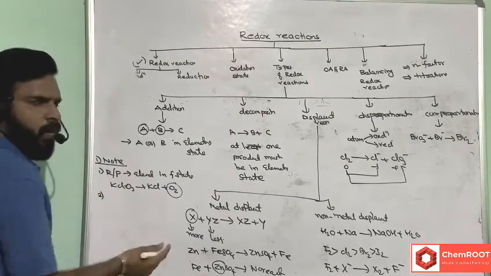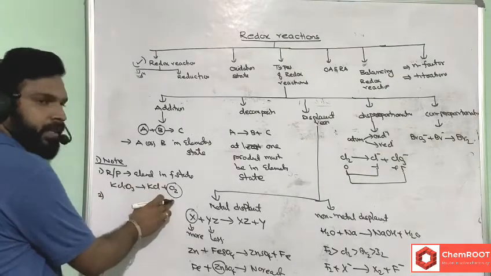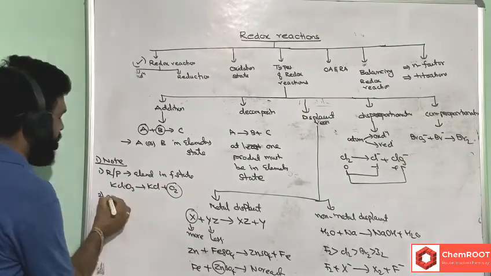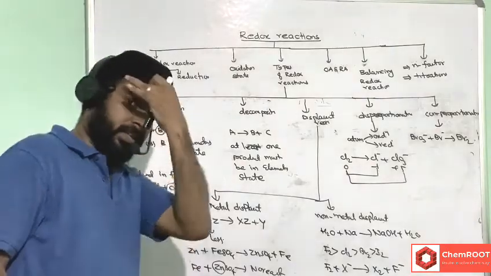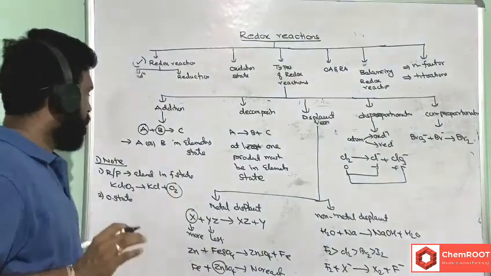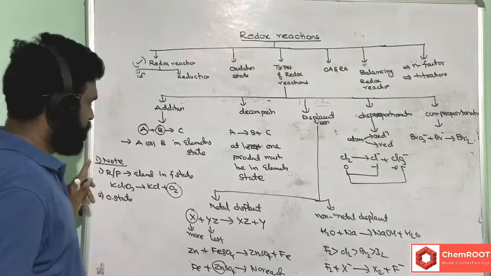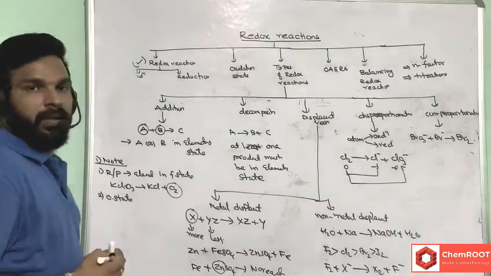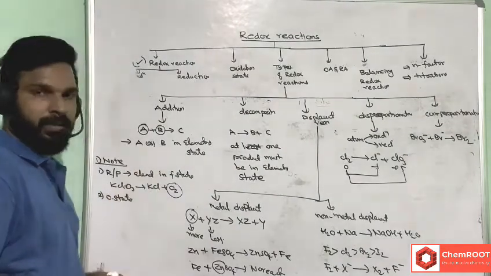And if there is no option having a free state, then you can go with finding the oxidation state. Find the oxidation state and see where there is a change in oxidation state. Based on that you decide whether it is a redox reaction or not. So these points you can easily remember.